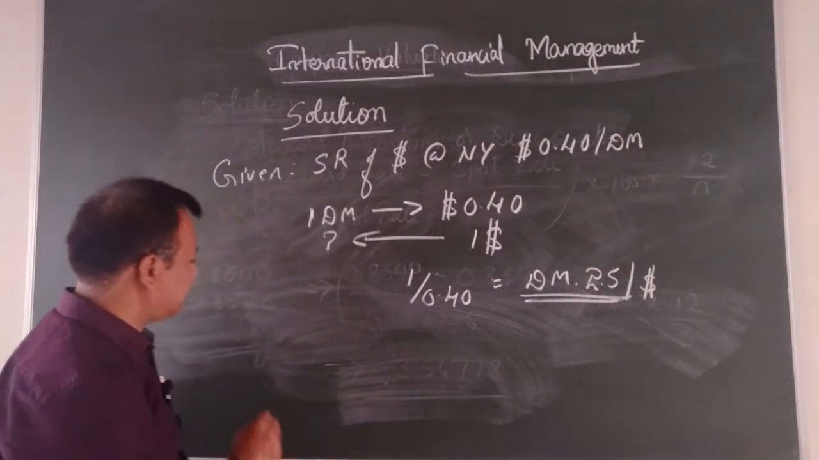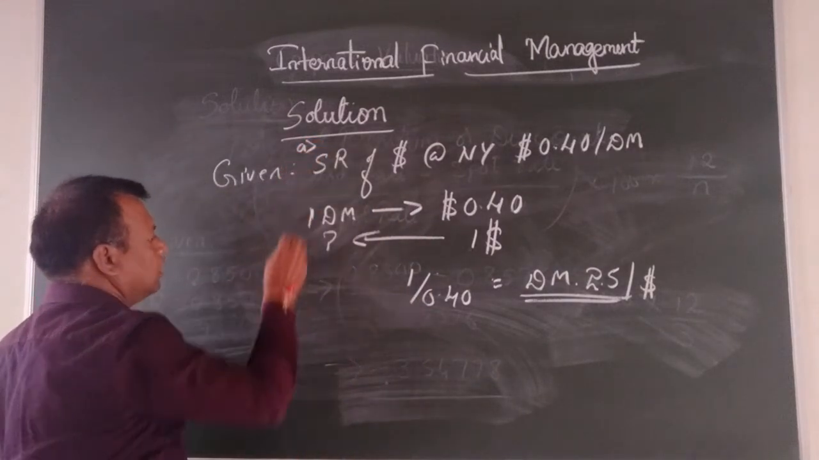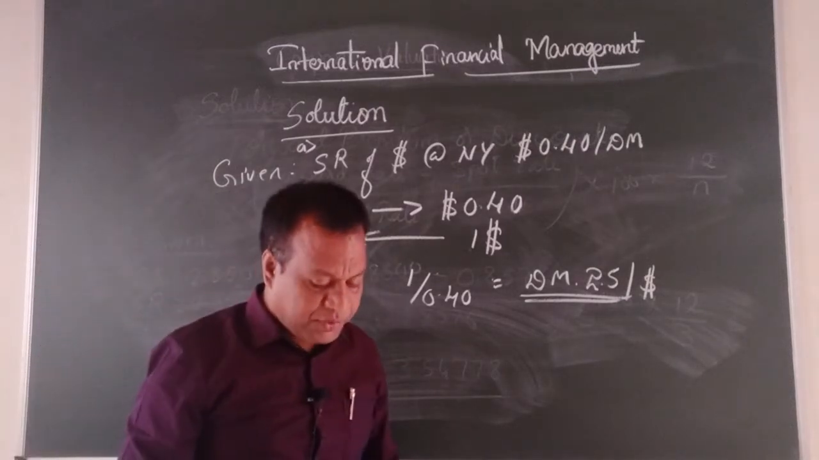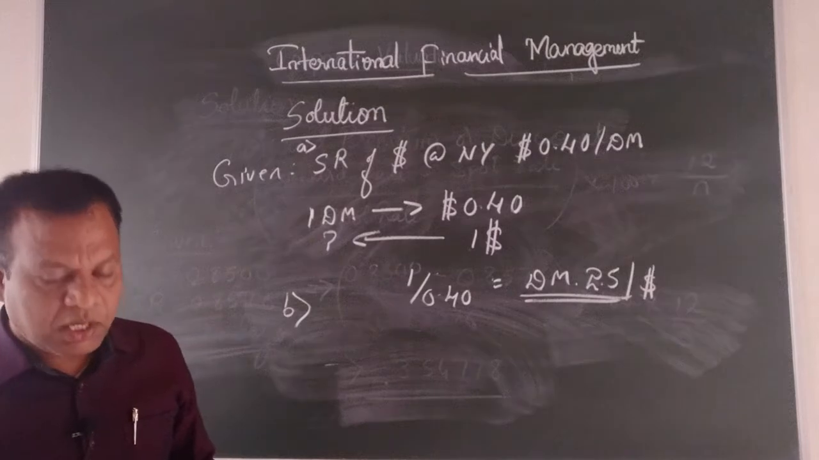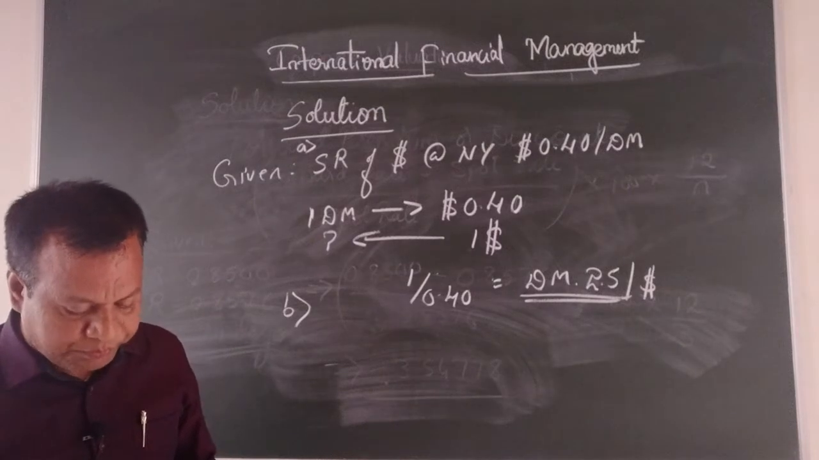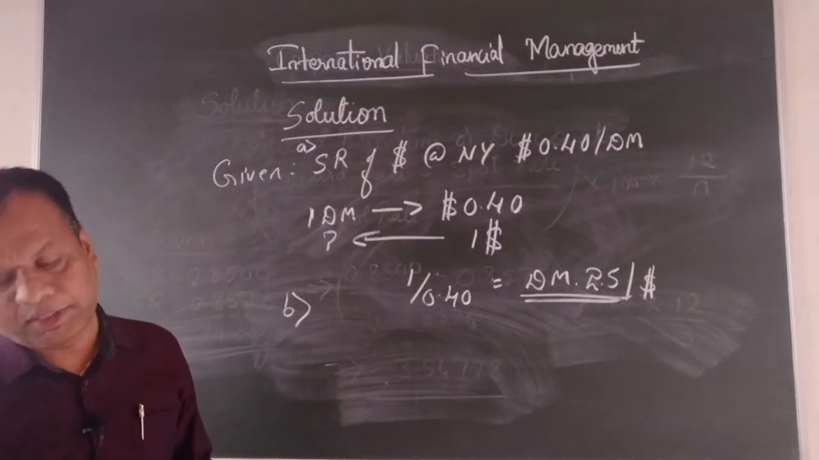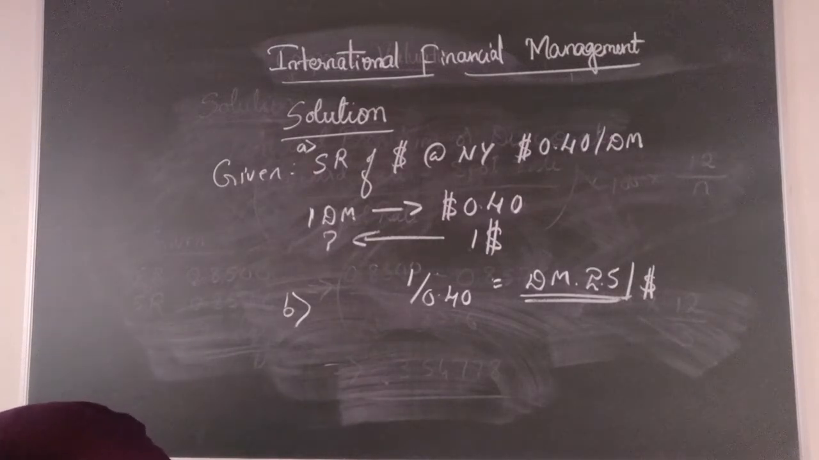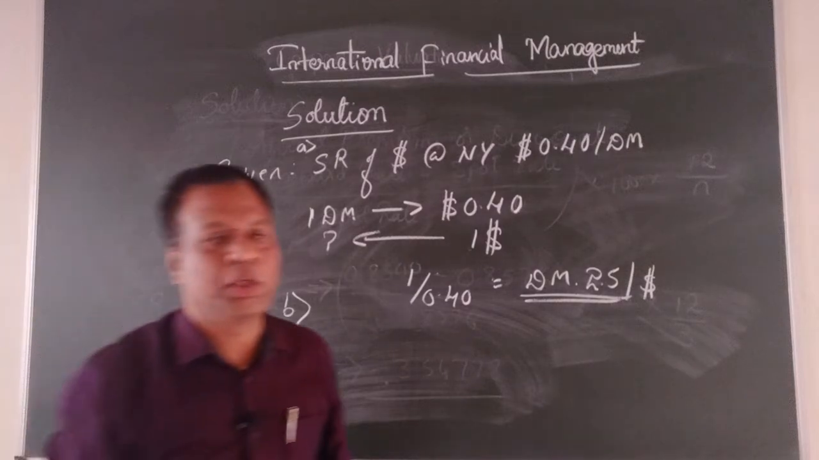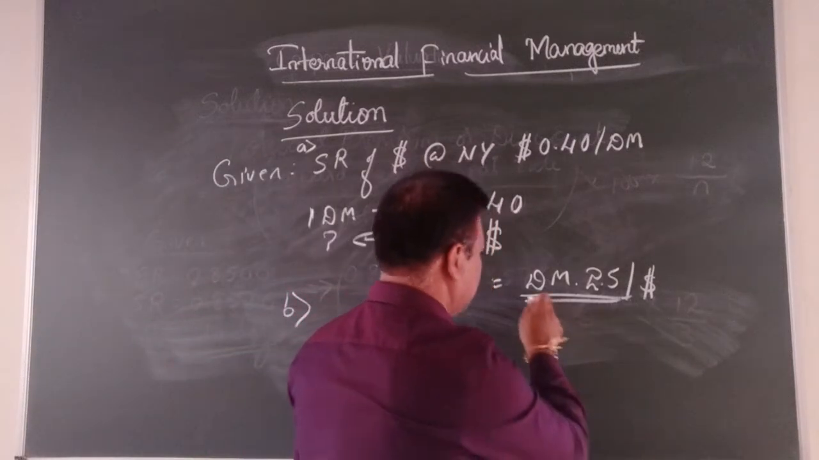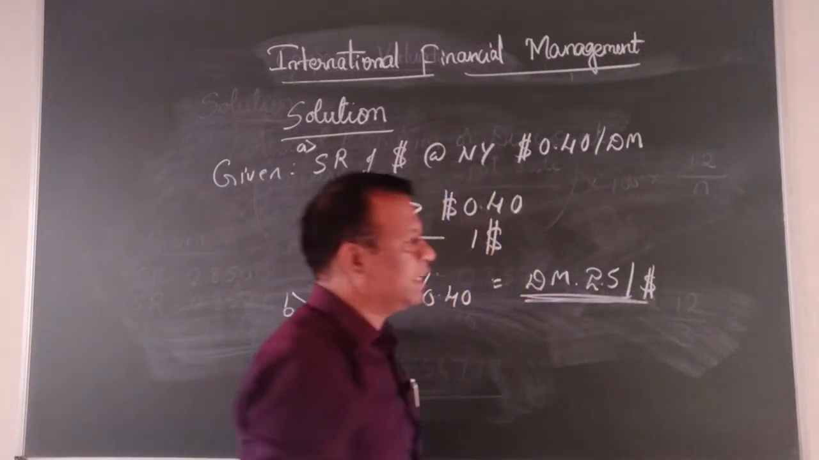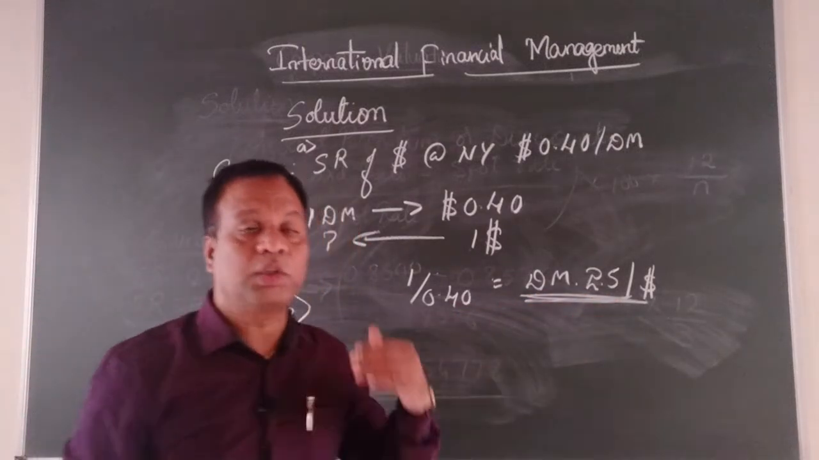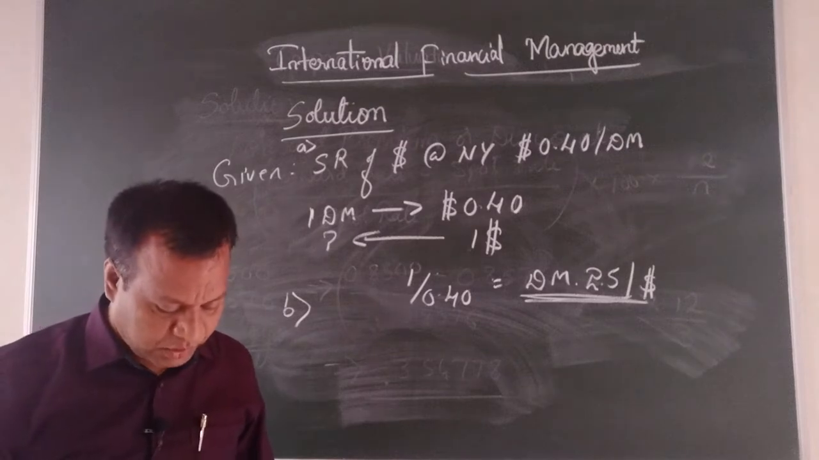Now the second question they are asking, this is question A. Question B they are asking is, if the dollar were quoted in Germany at DM 2.60, how is the market supposed to react? If the dollar has been quoted in Germany at DM 2.6, so how is the market going to react?